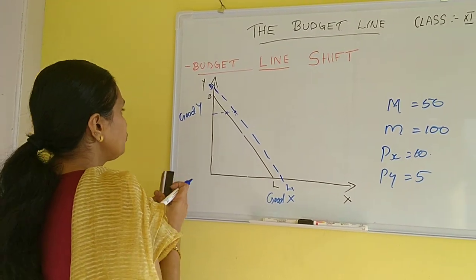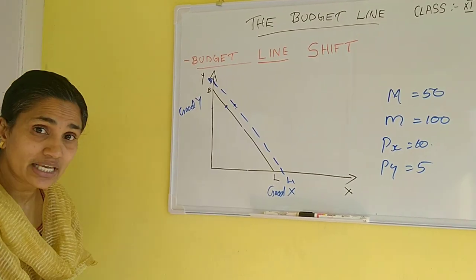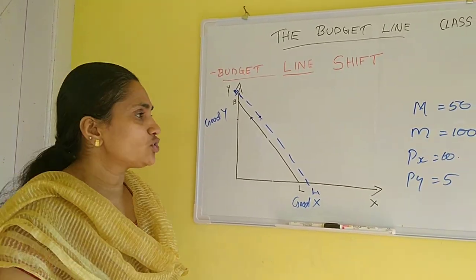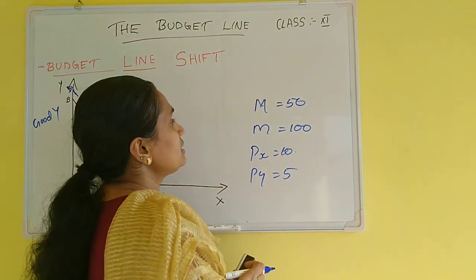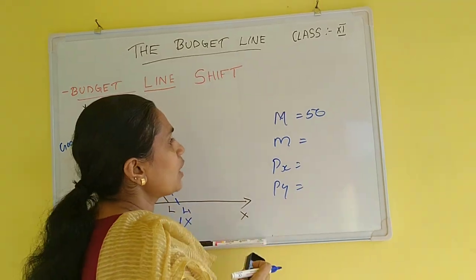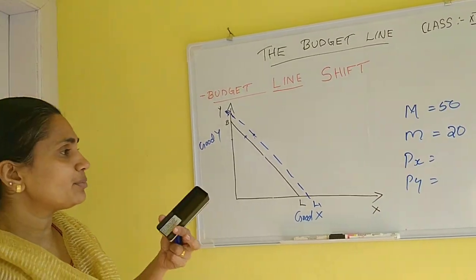Suppose instead of this, we cannot predict that the consumer's income always only increases. No, there is a chance for the income of the consumer to decrease. So instead, the consumer's income decreases, that means from 100 rupees or 50 rupees, it comes down to 20 rupees. Now the income is 20 rupees. So what about the consumption?